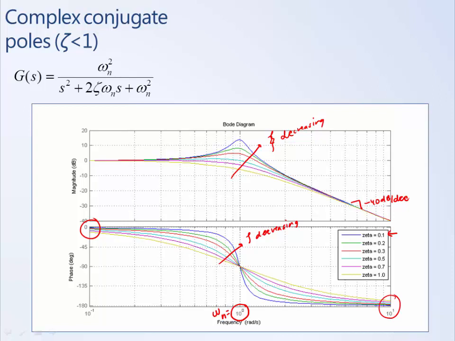In this class, it's not necessary to exactly draw the Bode diagram of a complex conjugate pole perfectly. We just want to know basic trends. What's the behavior at low frequencies? What's the behavior at high frequencies? And what is the effect of zeta on the in-between? Just trends in terms of increasing resonance or decreasing resonance.